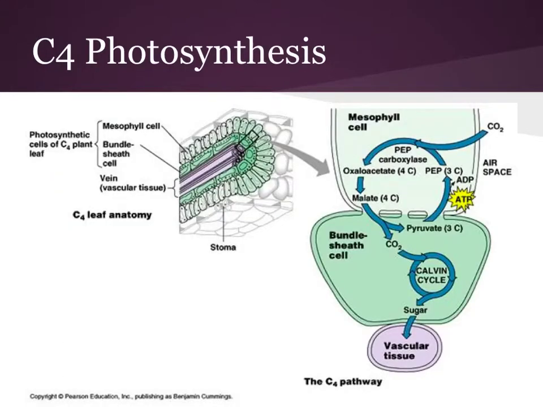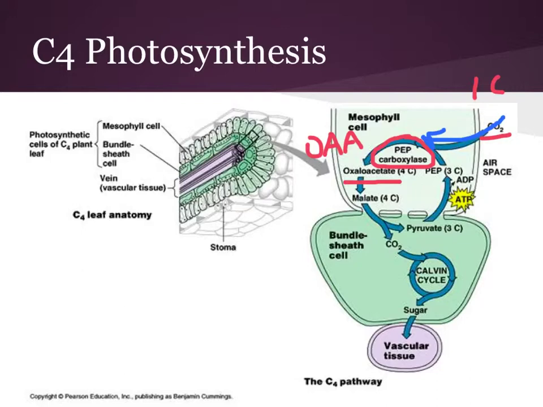Let's take a closer look now at C4 photosynthesis. So, when carbon dioxide comes into the plant via the stomata, that carbon dioxide will enter into the mesophyll cell, and a new enzyme, an enzyme that's not present in C3 cells, does a job. This enzyme is called PEP carboxylase. PEP carboxylase takes carbon dioxide, our one carbon molecule, and converts it into oxaloacetate, also known as OAA.